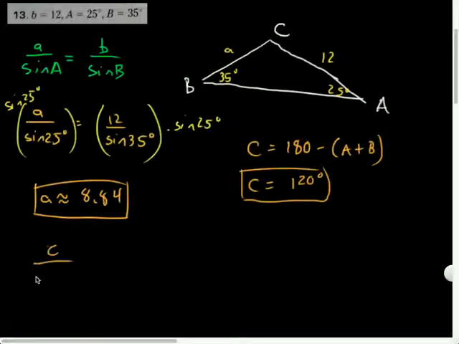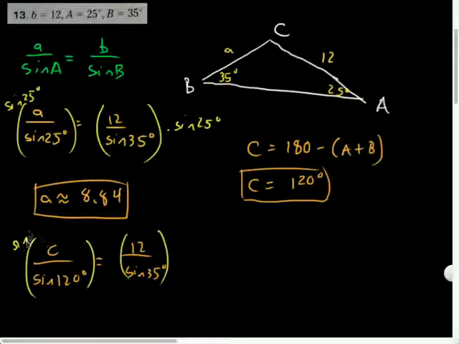So little c over sine of 120 is equal to, and I'll compare it to the b's because that was the stuff that was given to me, whereas little a I discovered on my own. So I'll just say equals 12 over sine of 35. And the same exact way we solved, I would multiply both sides by sine 120. Now question, what sign would sine of 120 have? Is that going to be negative?